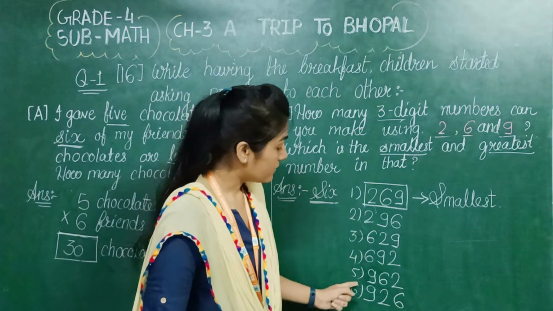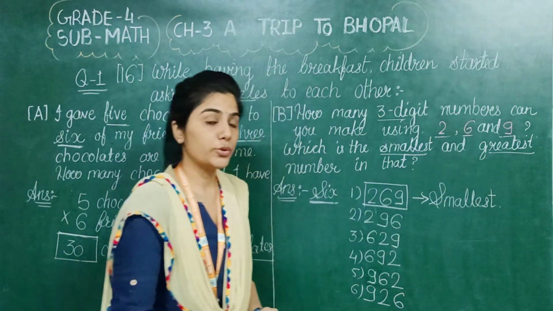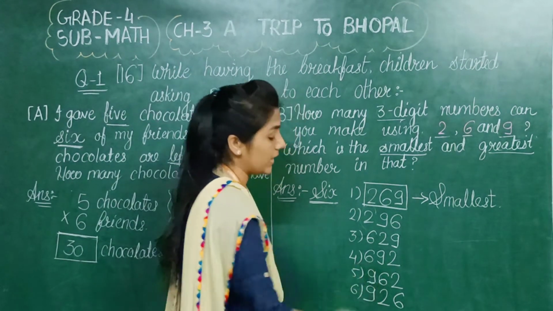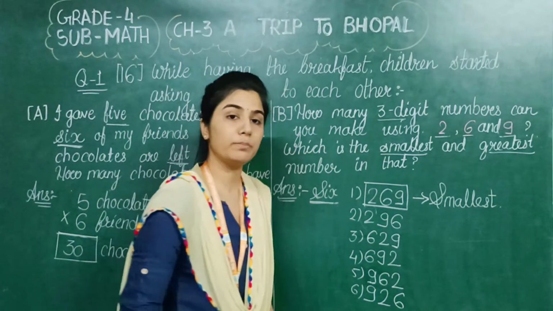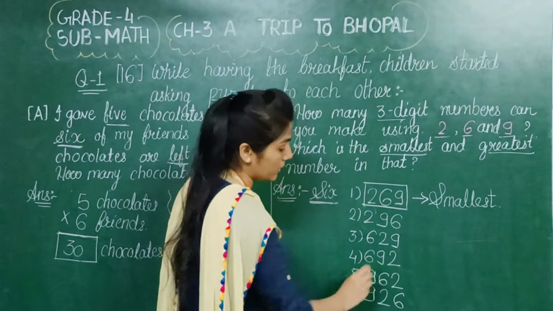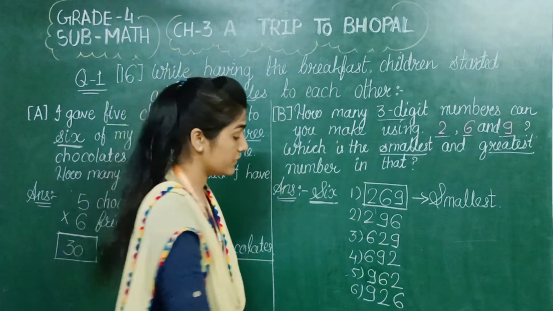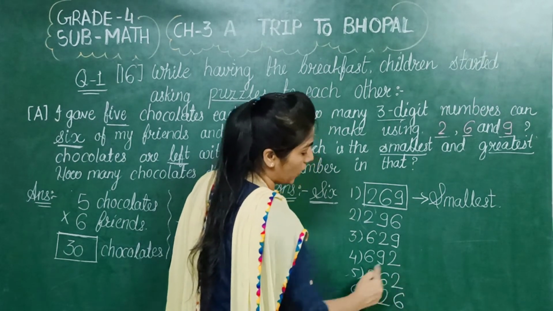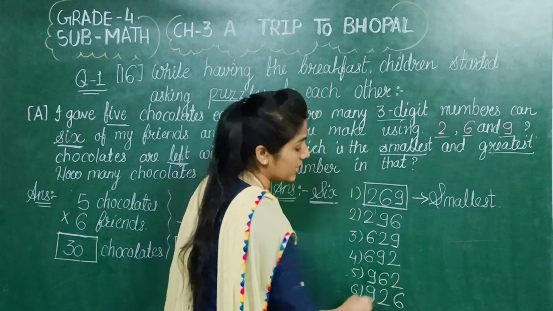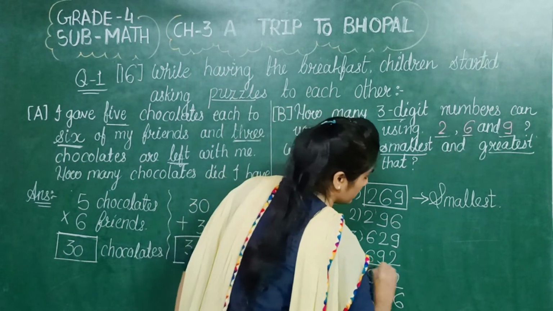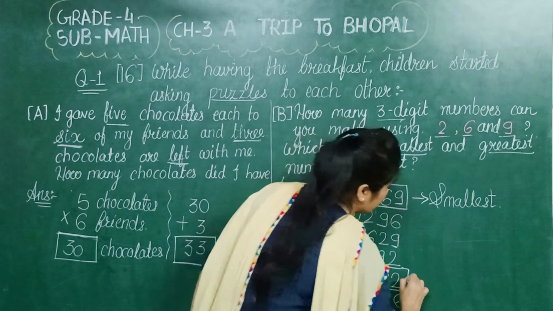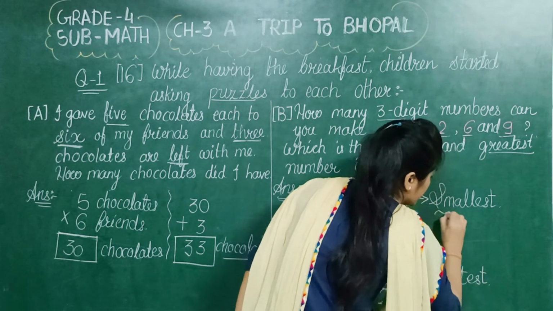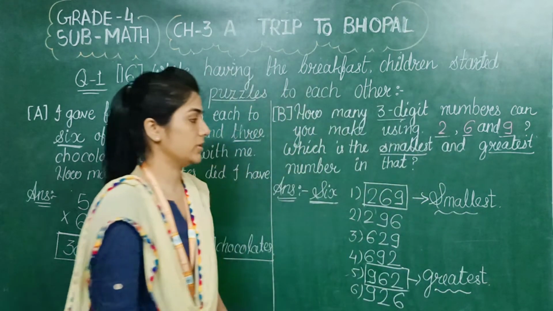And from all of these, which is the greatest number? You can think that the last 2 numbers have 9 at the beginning. So these 2 numbers are big, right? Now from these 2 numbers, we have to choose which is the greatest. So 962 and 926, from these, 962 is bigger than the other number. So we can write this as your greatest. So this is your answer to this question which we have done.